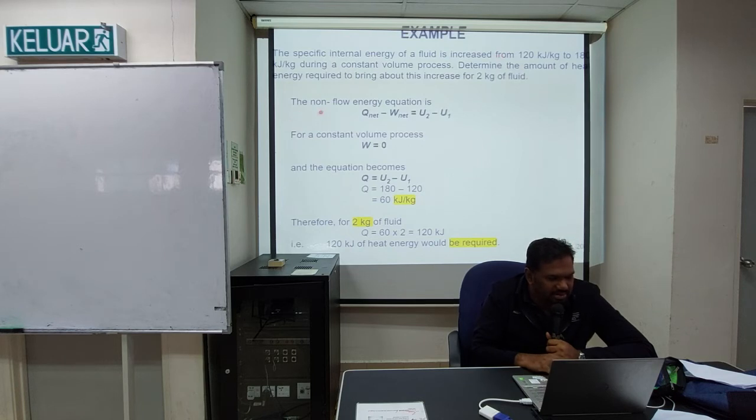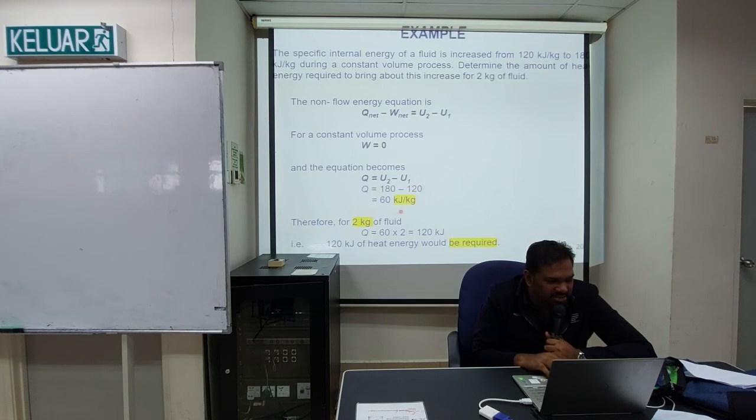Okay, so Q net minus W net equals to U2 minus U1. So that's the internal energy. For constant volume process, work equals to 0. So W net jadi kosong lah. So Q equals to U2 minus U1. So U2 adalah 180 minus 120. So Q is 60. So Q is 60 for per kg, because dekat sini dia bagi per kg.